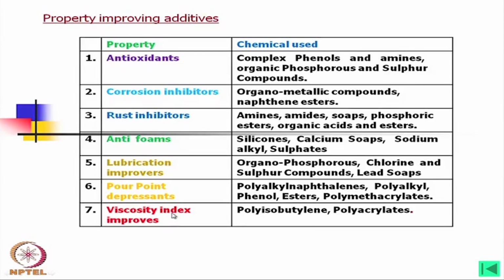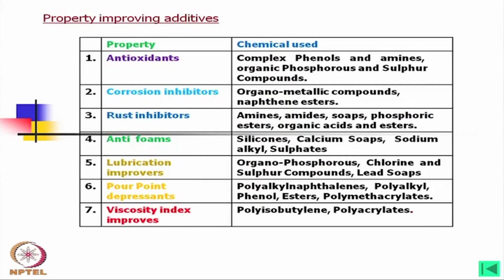Last property which is very important, viscosity. Viscosity index improver. What is viscosity index? That also we are coming to in the next slides, but for that we use polyisobutylene, polyacrylates. Now, here I would like to mention, perhaps it is not required that you remember the names of all such chemical compounds. This is only for an idea of what properties we need and how they can be improved.